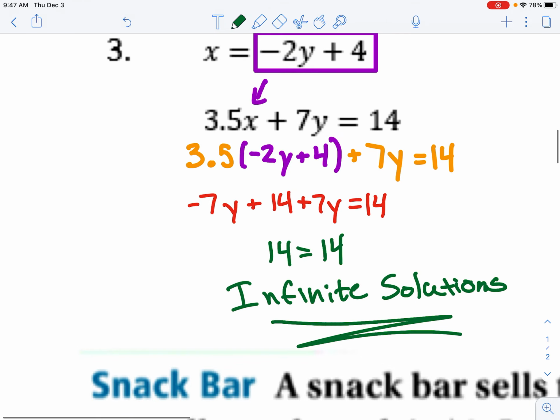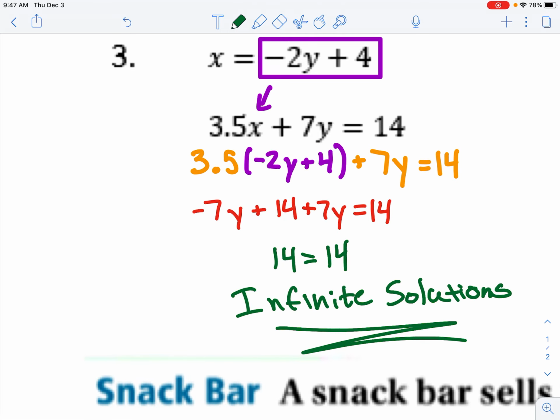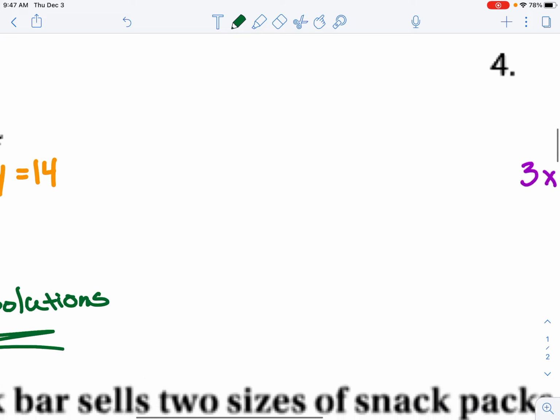And again, if you think back to it, infinite solutions means that you have two lines that are exactly on top of each other. So that's what that graph would look like.